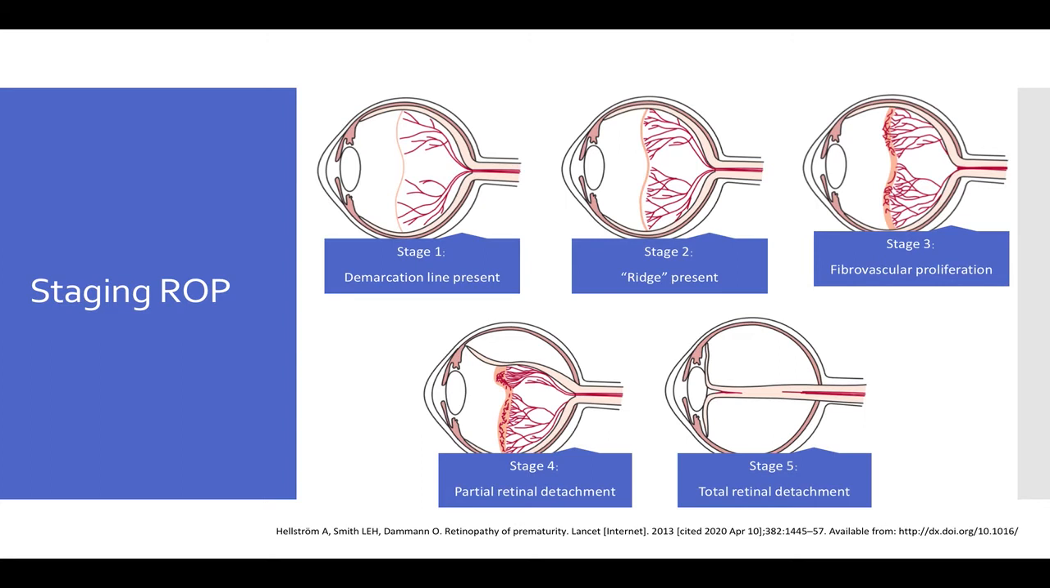Stage 2 ROP is when the demarcation line develops into a ridge between the vascular and avascular peripheral retina. Stage 3 ROP occurs when there is fibrovascular proliferation in the ridge itself. Stage 4 ROP occurs when there is partial retinal detachment due to tractional forces created by the new vessels. And finally, stage 5 ROP is defined as the presence of total retinal detachment.